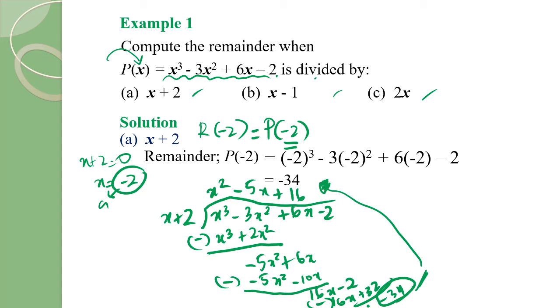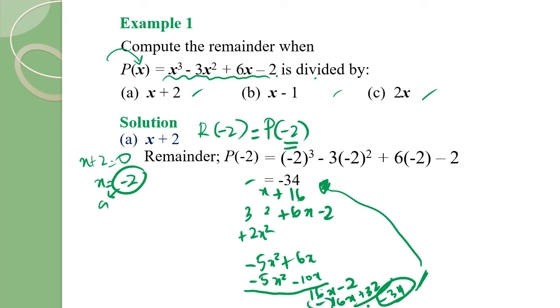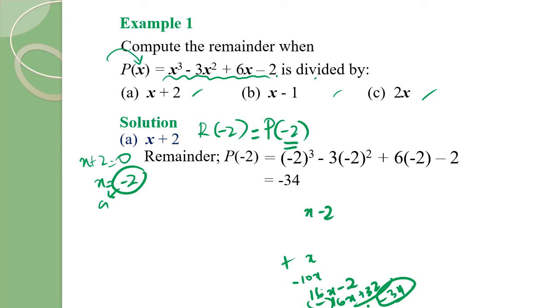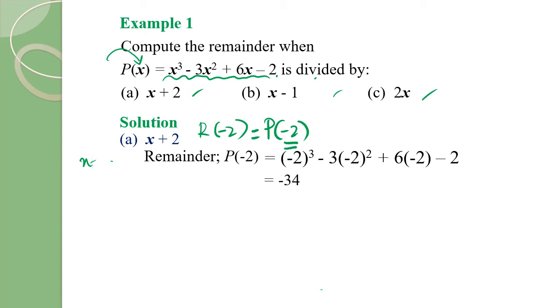So what we need to do, we just use the remainder theorem to find the remainder for a linear factor as the divisor. Okay, so let us try the second example, when x minus 1 is the divisor. Sorry, x minus 1 equal to 0, so x equal to 1.